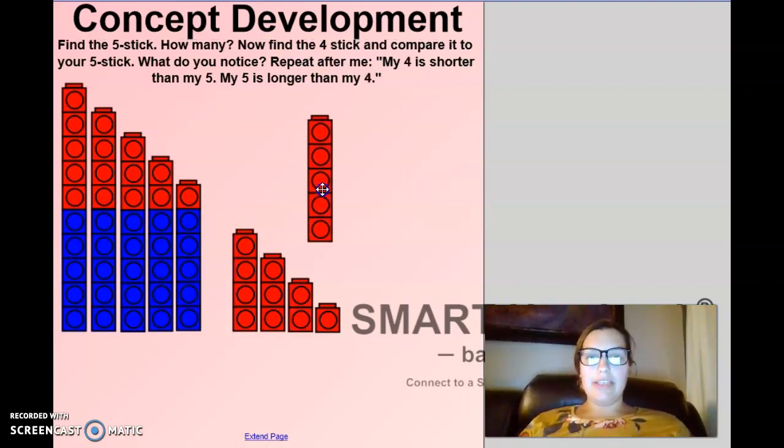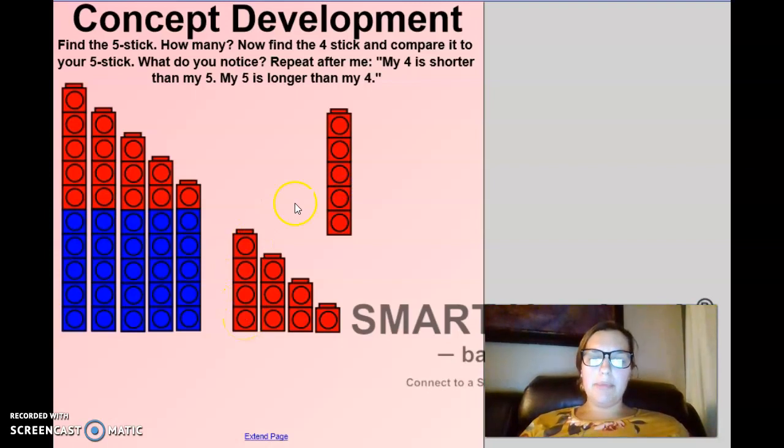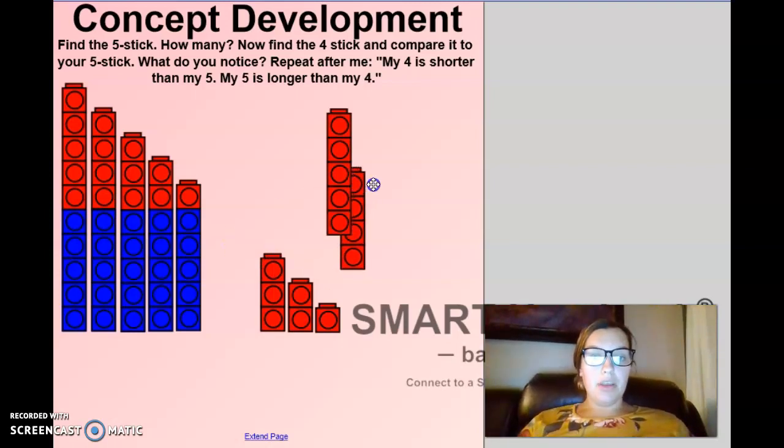Let's go to our next one. We're going to pull that 5 stick back out. And now we have to find the 4 stick. Can you help me? So we have 1, 2, 3, 4. I like how we just counted up like stairs because we know they're in order all the way to 10. So we can just hop and count up as we go.